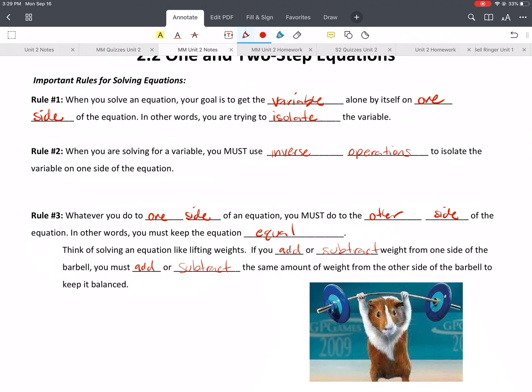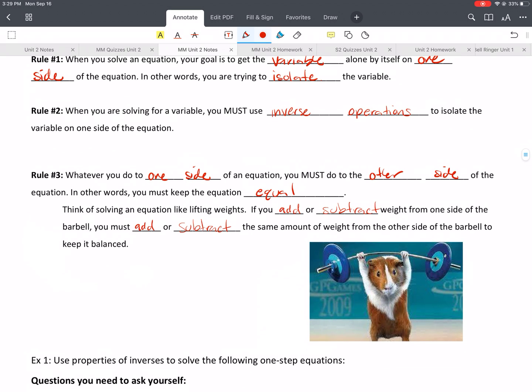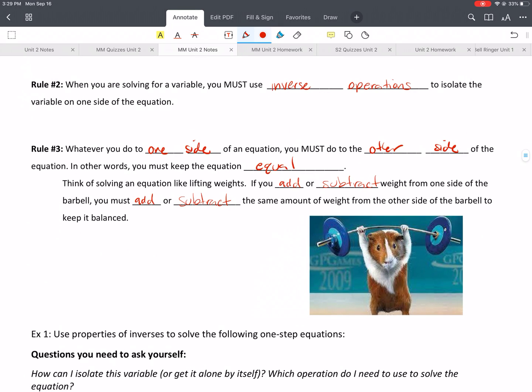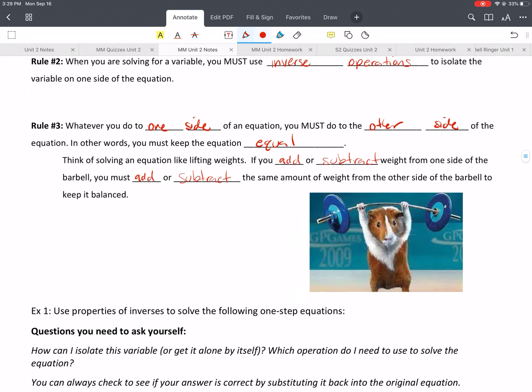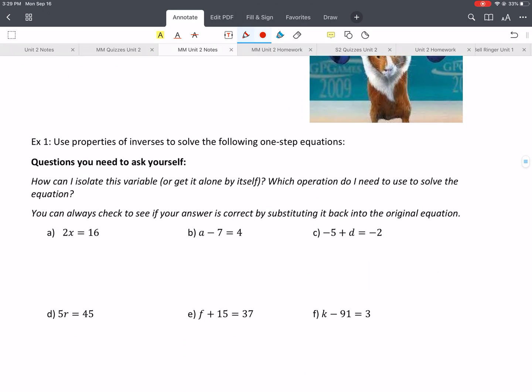And the last thing, which is basically the same thing, is whatever you do on one side of an equation, you must do to the other side. It's just like when you're lifting weights: you have to add or subtract weights on one side of your barbell so that it's all evened out. All right, so let's do some examples.